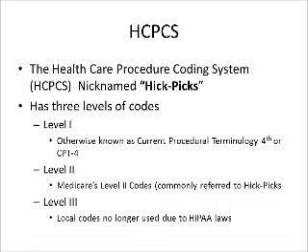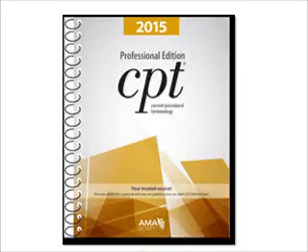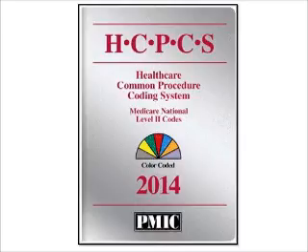The first one we're going to talk about is the HCPCS, otherwise known as the Healthcare Procedural Coding System. It's nicknamed HCPCS. There are 3 levels. Level 1 is known as the Current Procedural Terminology, 4th, or CPT-4. Level 2 is the Medicare Level 2, commonly referred to as the HCPCS. And Level 3 are the local codes, which, due to HIPAA's laws, are no longer used.